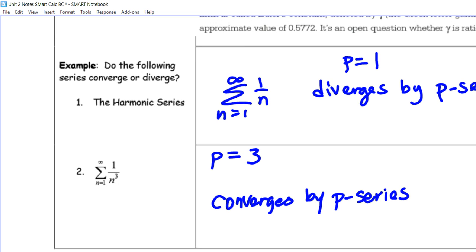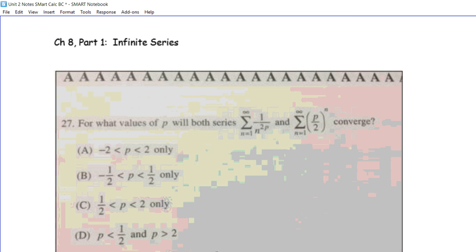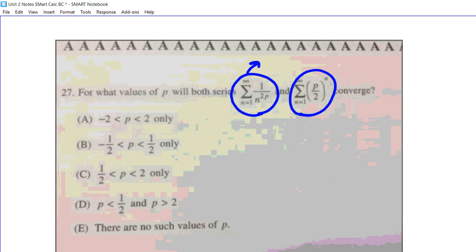Okay, so last example, which is awesome. This is an AP example I thought was really cool. How they can bring in something of a question that I wouldn't have thought to ask in a new way. So now they're saying for what values of p will both this series and this series converge? What is the setup? What type of series is this one? This is the p series. What type of series is this one, Jackson?